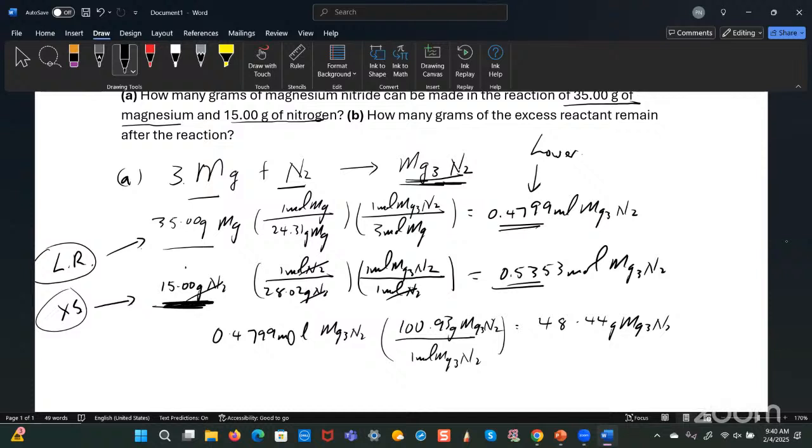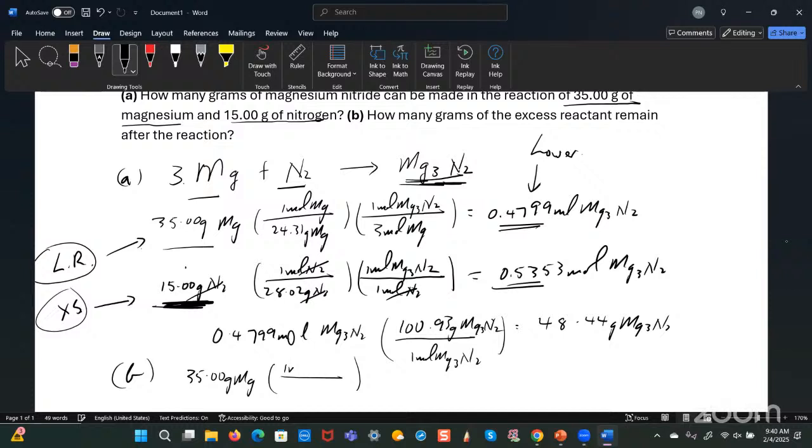So the way we go about solving this is that we start with the limiting reactant, and based on the limiting reactant, we determine how much of the excess reactant, the nitrogen, will react. Once we find that out, we subtract that from the original amount of nitrogen, and that will give us the amount of nitrogen remaining, right? That's basically a broad overview of what we're going to do in the B part. So the first thing I'm going to do is start out with the limiting reactant, which is the 35.00 grams of magnesium. And then we convert to moles like we did before.